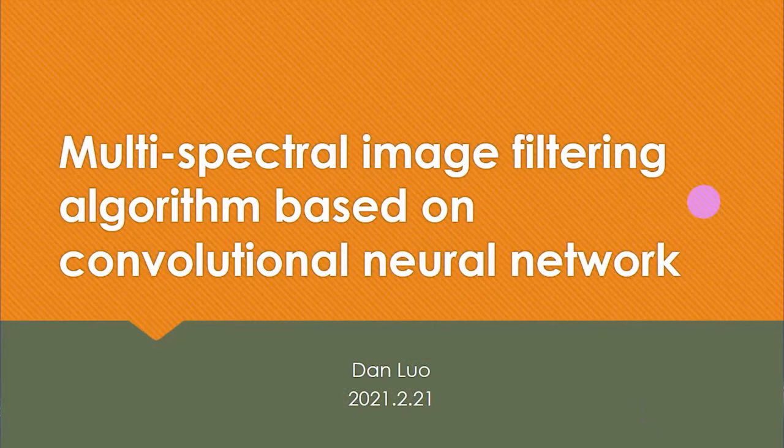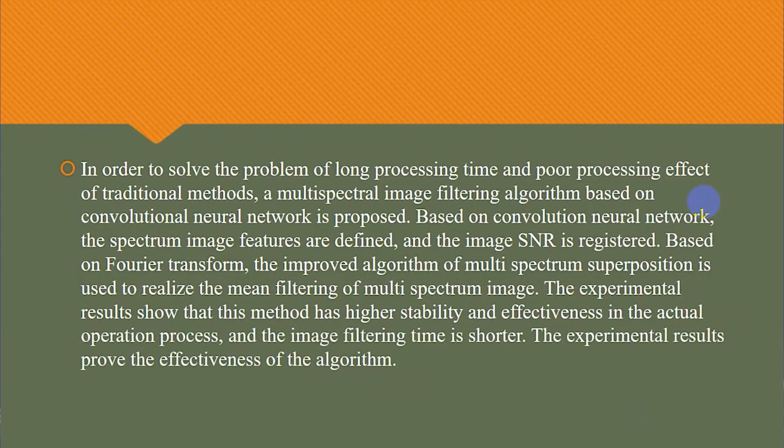Image filtering algorithm based on convolutional neural network. In order to solve the problem of long processing time and poor processing effect of traditional methods, a multispectral image filtering algorithm based on convolutional neural network is proposed. Based on convolutional neural network, the spectrum image features are defined, and the image SNR is registered.